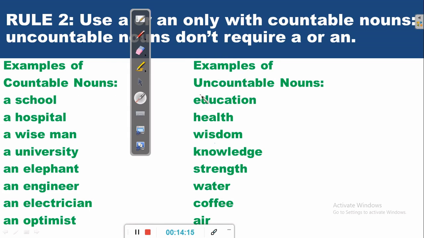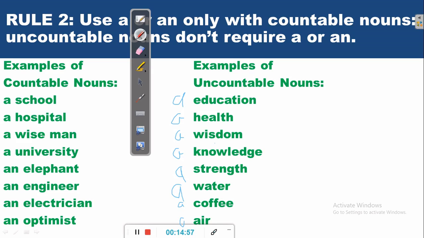Now, let's look at examples of uncountable nouns, and let's attempt to use a or an. Can we say an education? Can we say a health? Can we say a wisdom? Can we say a knowledge? Can we say a strength? All right, can we say a water? Well, can we say a coffee?